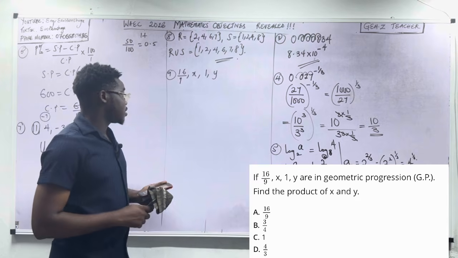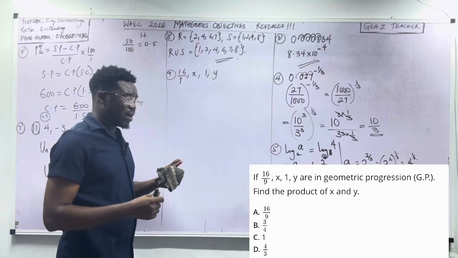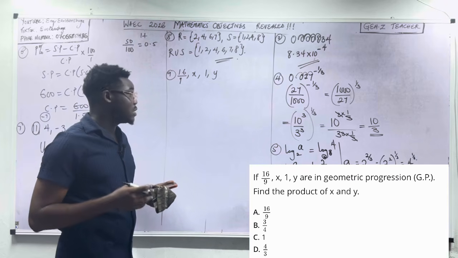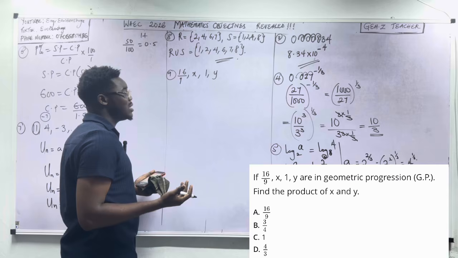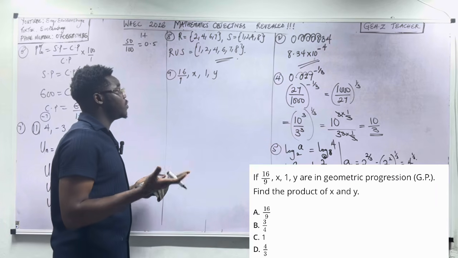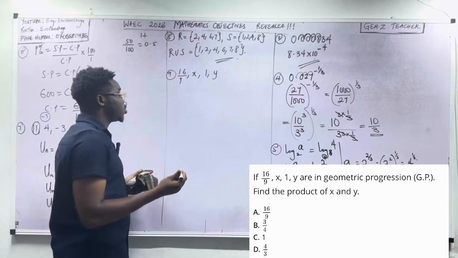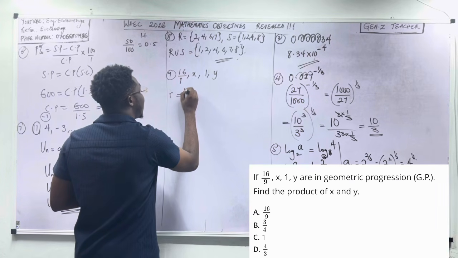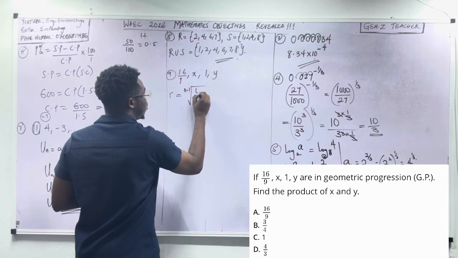Number 9 says 16 over 9, x, 1, y. This is a GP, and we have to find the product of x and y. We're going to apply my personal formula, call it Einstein's formula. It's a shortcut. Now quickly, to get x and y, in a GP, if we know the common ratio of this sequence, we can find the terms that follow. So the common ratio for my shortcut is basically the (n minus 1)th root of L over A.